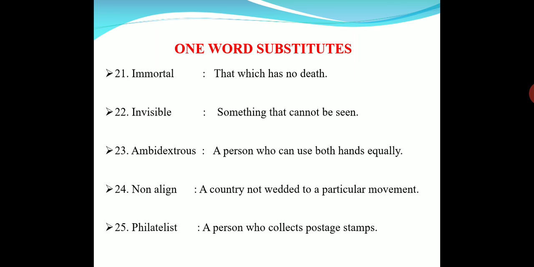Immortal means that which has no death. We say God is immortal. That means God has no death. That's what every religion says, no? Immortal. Man is mortal and God is immortal. Mortal means who has to die one day.